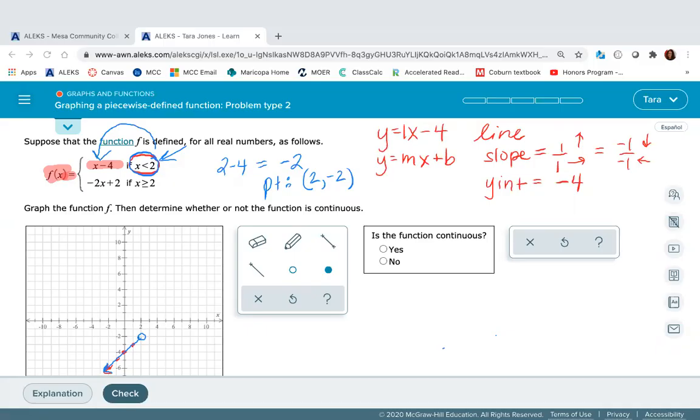So again, we have f of x is equal to, and this second piece is negative 2x plus 2. So I'm going to write that down below here. Y equals negative 2x plus 2. And that, again, is a line. So we know that our slope in this case is negative 2. You can put negative 2 over 1 if you want to. And our y-intercept is positive 2. So to graph this portion, again, on paper first, I would go to my y-intercept of positive 2.